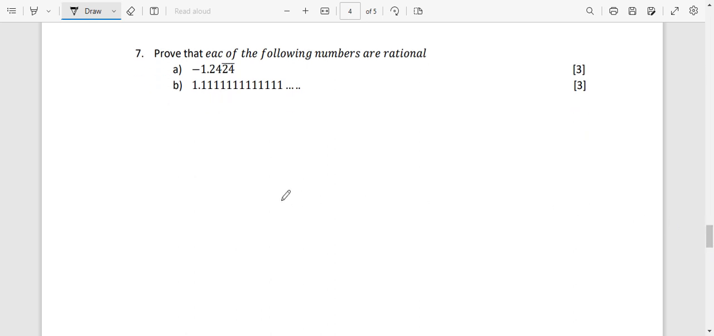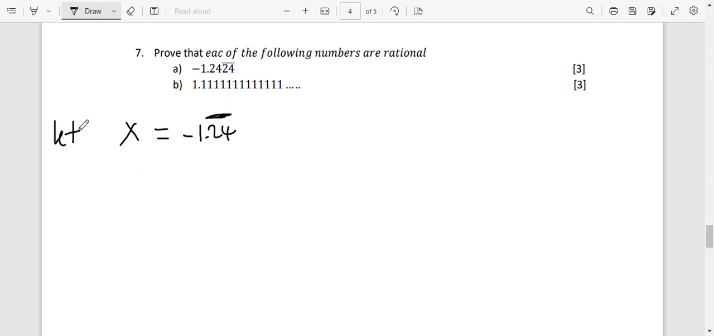So I believe you can answer question 7. You just say, let x be equal to negative 1.24 with a bar here. Since you can see it is 2, 4, 2, 4 repeating, I can simply put a 2, 4 there with a bar. So this is the one you're going to work with. Yes, Priska.